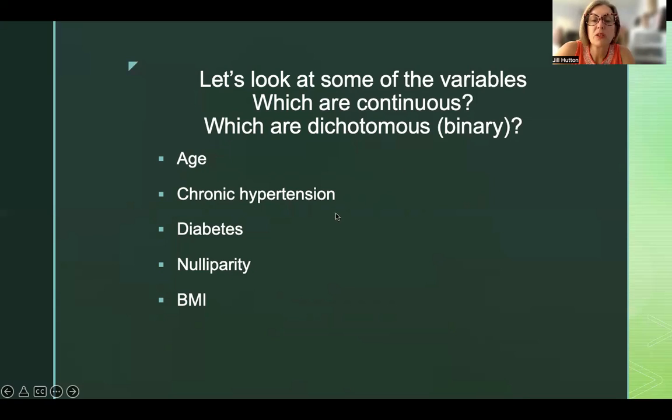Chronic hypertension, you either have it or you don't. It's a dichotomous outcome. Diabetes, you either have it or you don't. Nulliparity, it's either her first baby or it's not, meaning she's had babies before. Body mass index, this is a continuous. This is going to give you a number.